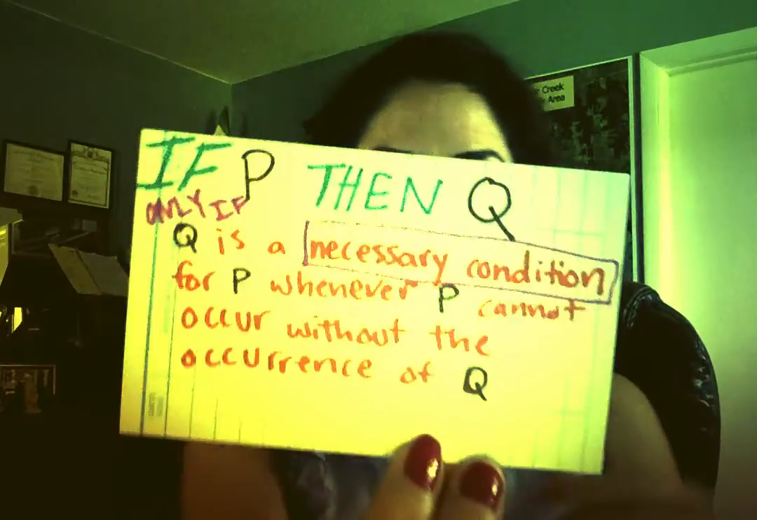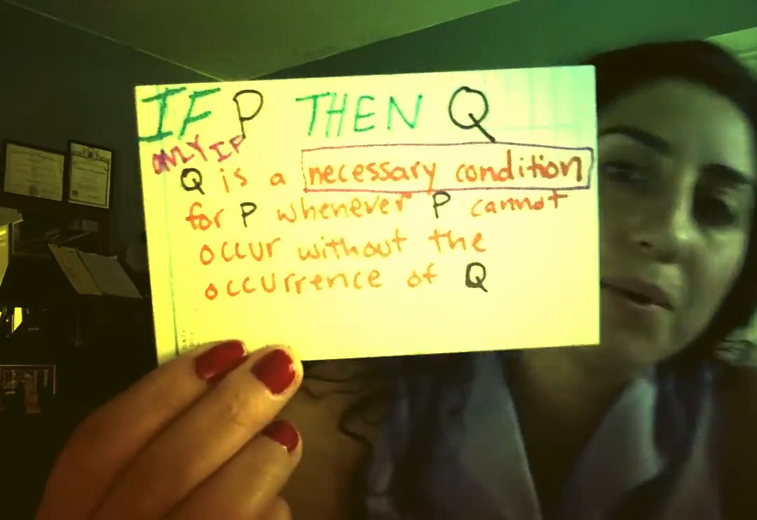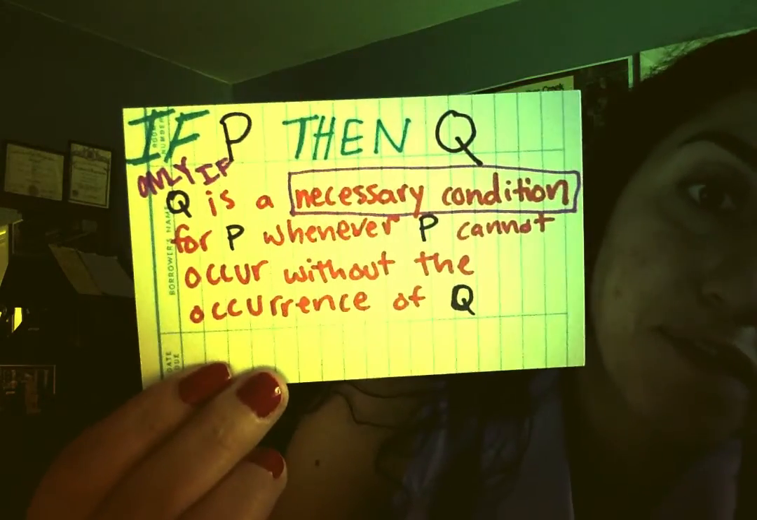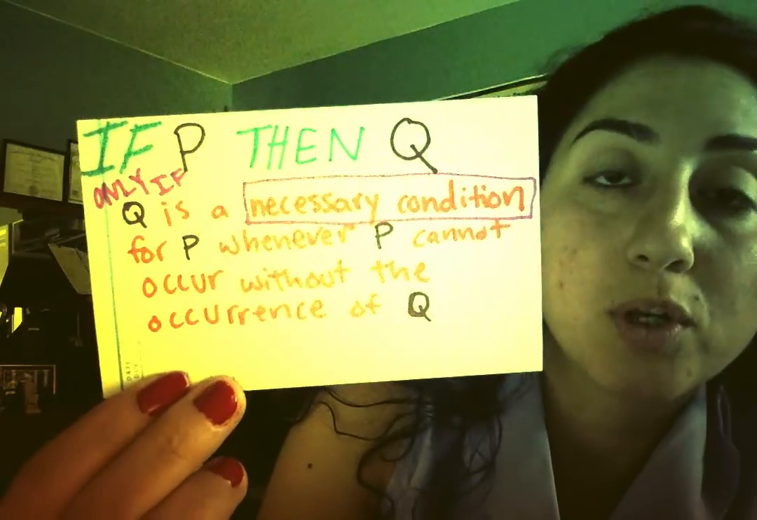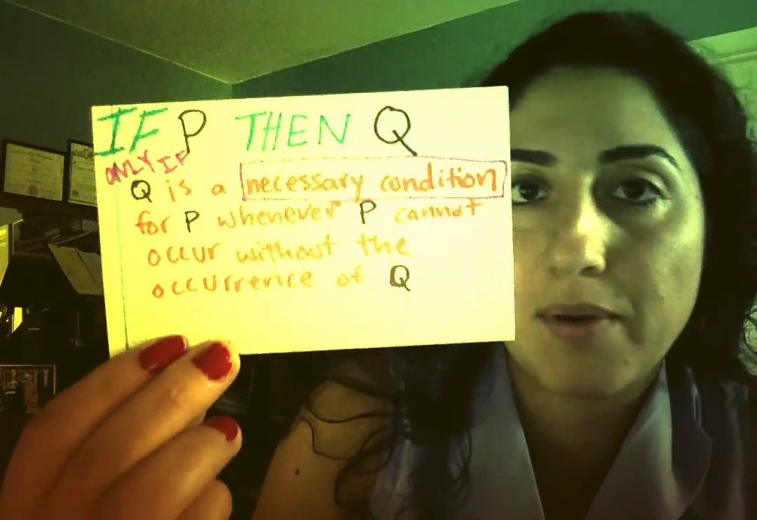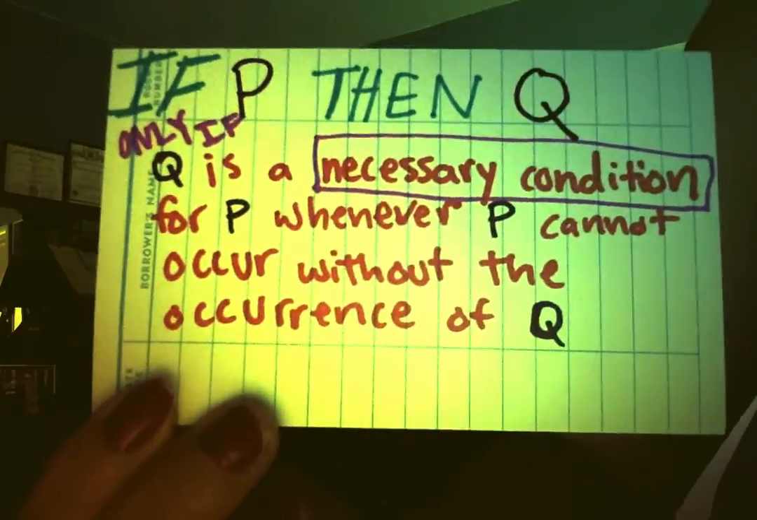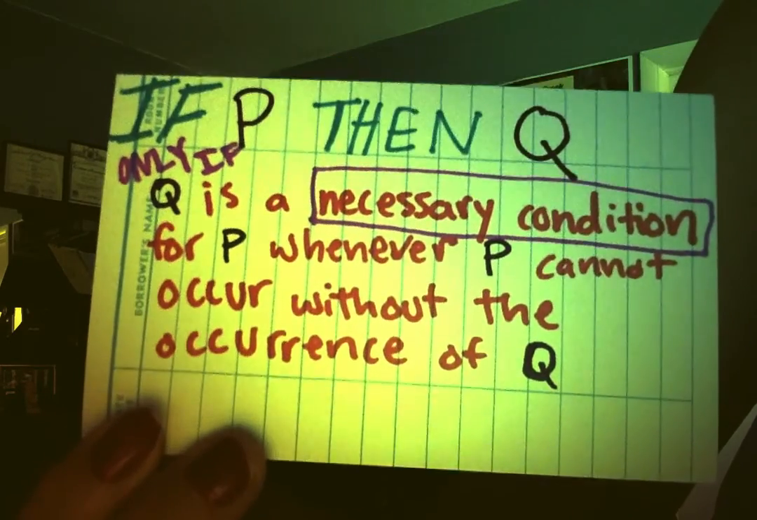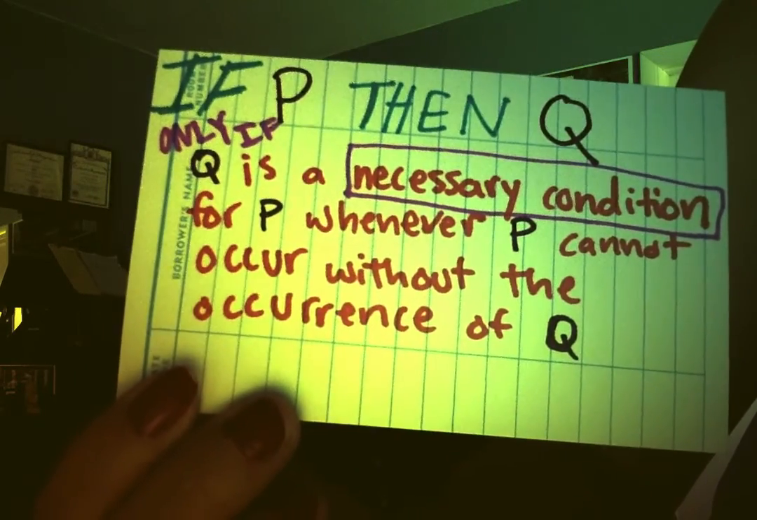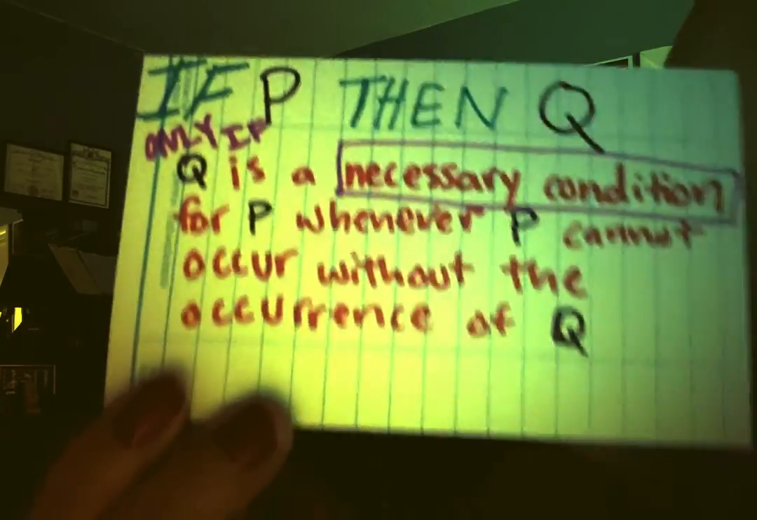So let's compare this in one other way, if you want to see the relationship between the P and the Q. So here's the necessary condition. It's telling you only if P, then Q, or Q only if P. I mean, you could rewrite this a number of different ways. But the idea is that, can you see that? Q is a necessary condition for P whenever P cannot occur without the occurrence of Q.